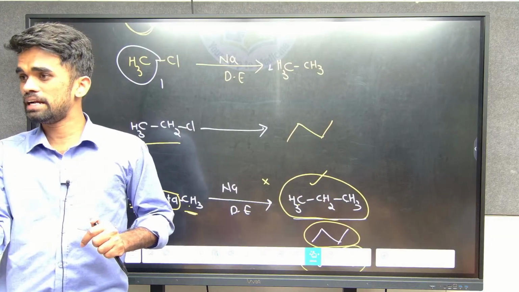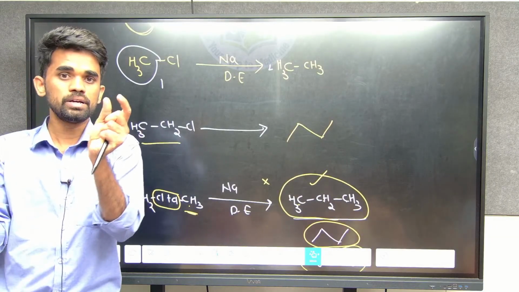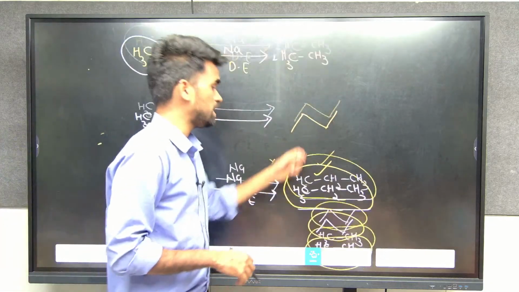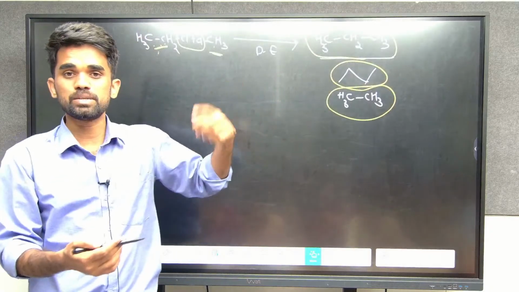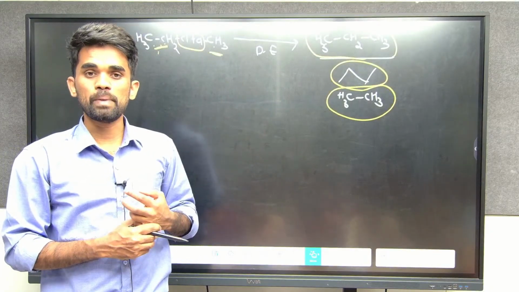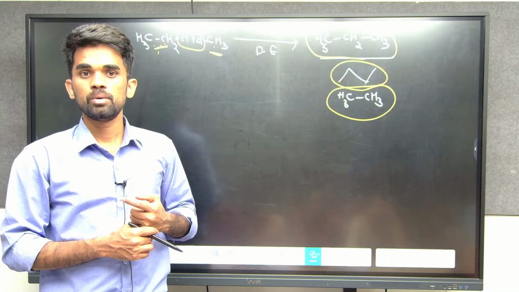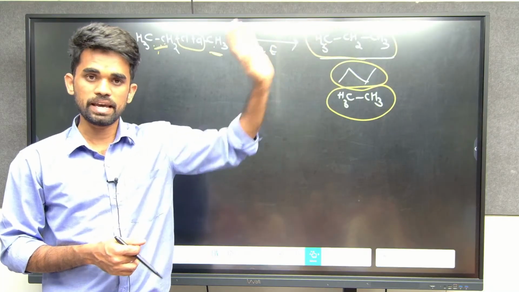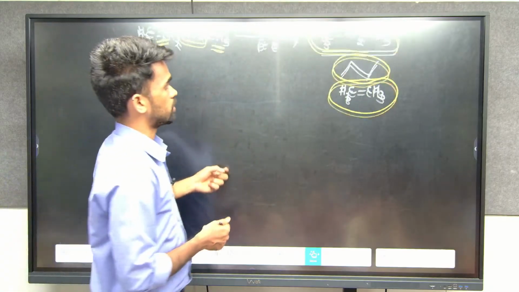Alkyl halides, upon treating with sodium in dry ether, give alkanes. So if it is propyl bromide, what is the product formed? Propyl means how many carbons? 3. 3 plus 3, 6. Hexane will be the product, like that. Okay, next.